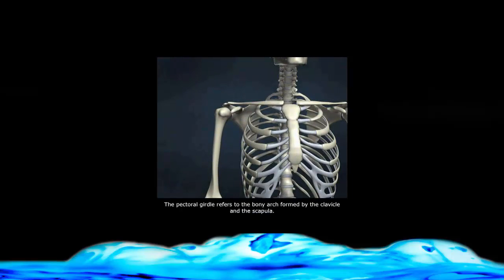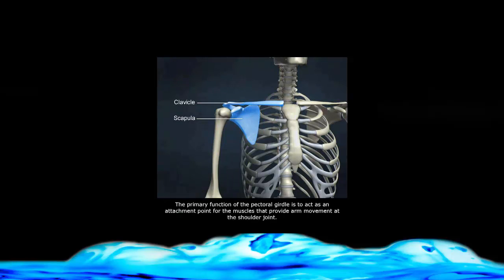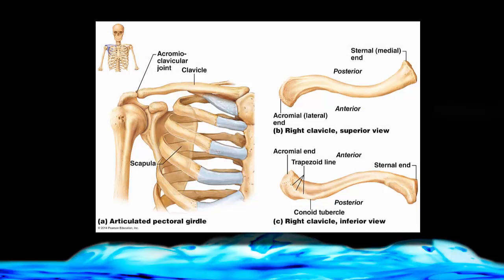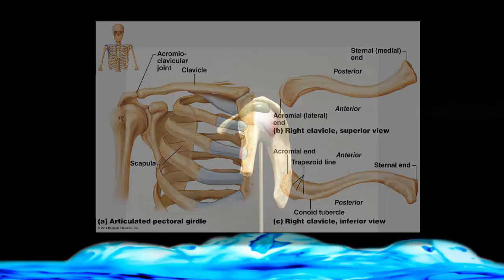The pectoral girdle refers to the bony arch formed by the clavicle and the scapula. The primary function of the pectoral girdle is to act as an attachment point for the muscles that provide arm movement at the shoulder joint. It also provides the only connection between the arm and the axial skeleton. So like our friend with the cool voice just said, the pectoral girdle is attached to the sternum through the clavicle. And this is the only attachment that the pectoral girdle has to the axial skeleton. And this allows for great freedom of movement of the arm and the scapula.